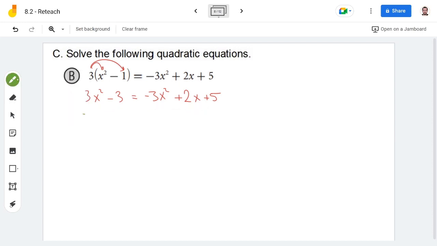Now, because this one is positive, let's add negative 3x squared. Negative 3x squared, so now this one will cancel this one. So the answer here should be negative 6x squared. Also here we have negative 3, so it should be positive 3. Here, positive 3. Now it will be plus 2x. So 5 plus 3 is equal to 8.